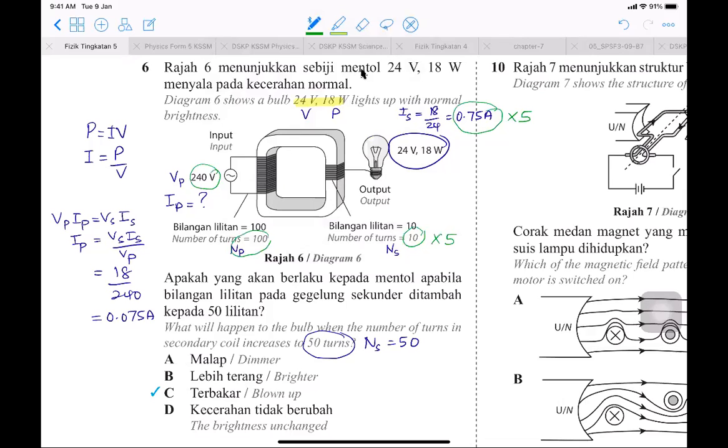So of course, the value of the secondary current will be higher. So that's why dia punya answer di sana kan, the bulb will blow up. Okay, the bulb will blow up because of excessive current flowing through the bulb. Dia tidak dapat menampung sudah. So it can only hold up until 0.75 saja. More than that, then it will blow. Okay, so the answer is C.